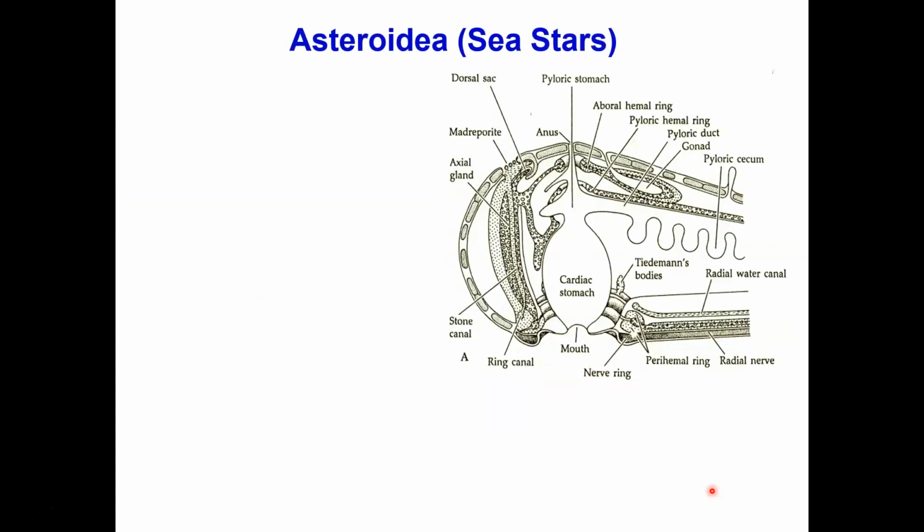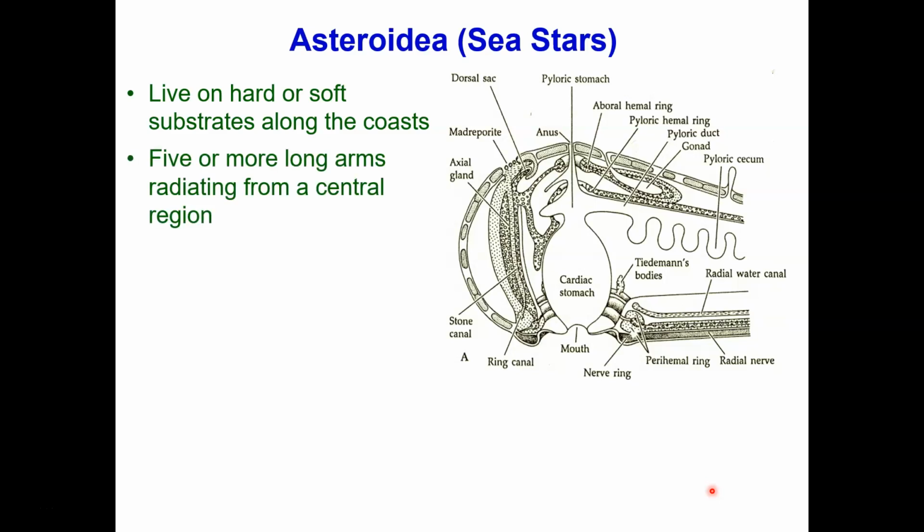First, let's talk about asteroids, the sea stars. They live on hard or soft substrates. Hard substrates like rocky intertidal shores, and soft substrates like sandy beaches or sandy bottoms of marine deep water environments. So, like I said, they are found in coastal environments.